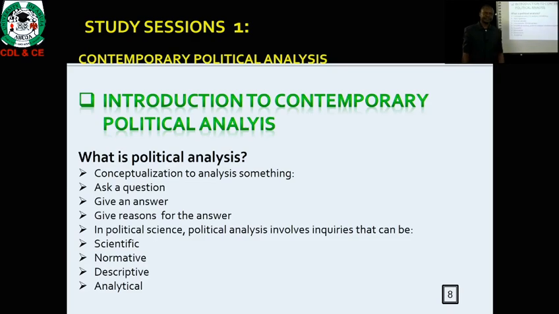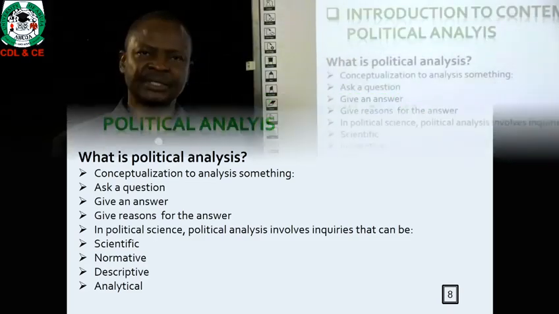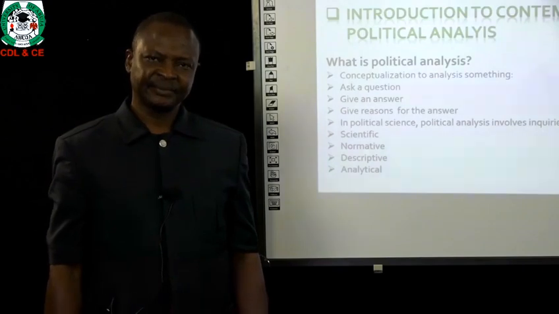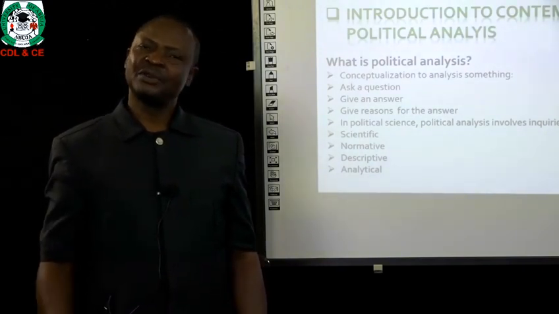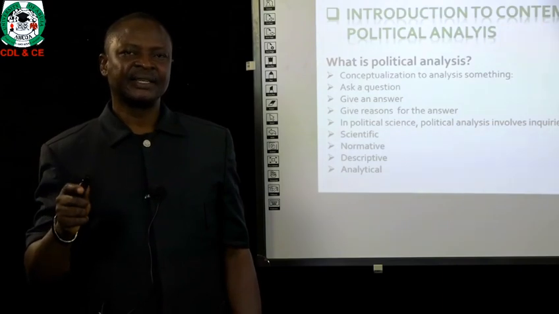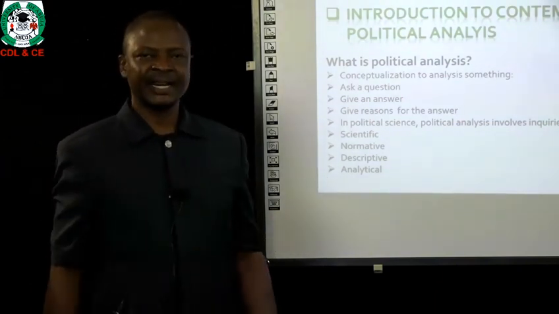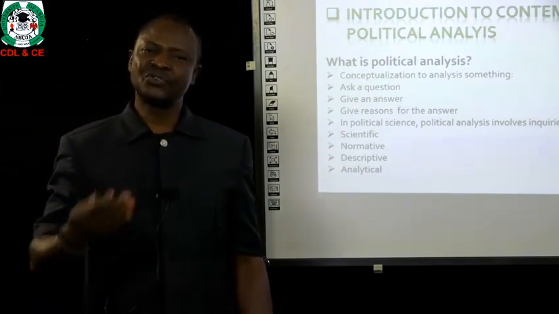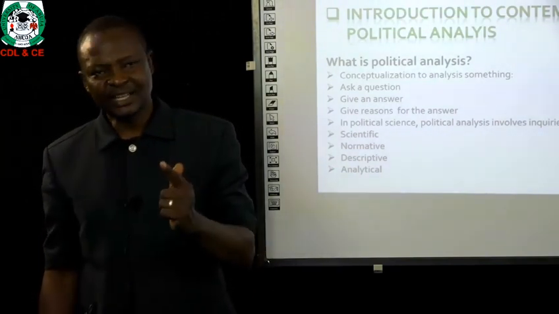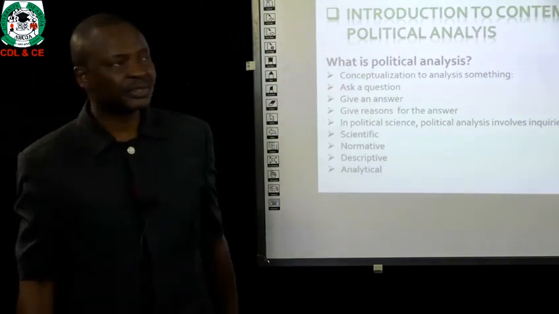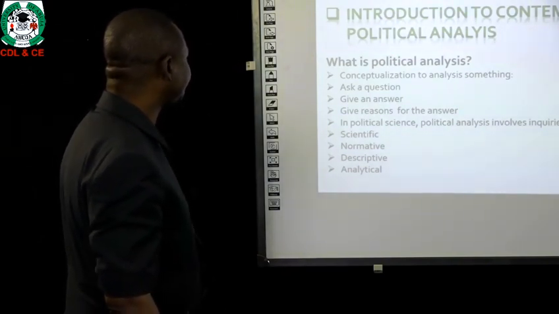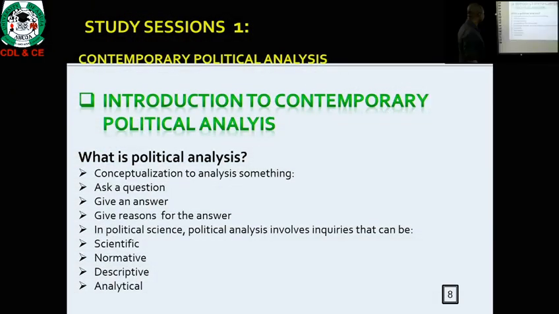Let us conceptualize. In our everyday life, questions are asked. When these questions are asked, answers are provided. When you provide answers, then you have to rationalize. You have to justify why you think your answer is the solution to the question that had arisen. So there's a need for control, for rationalization, for justification. Questions must be asked, answers provided, then there must be control, which is justification or rationalization. This is the very basis of what we are going to be looking at in this course. You give an answer, you give reasons for the answer.